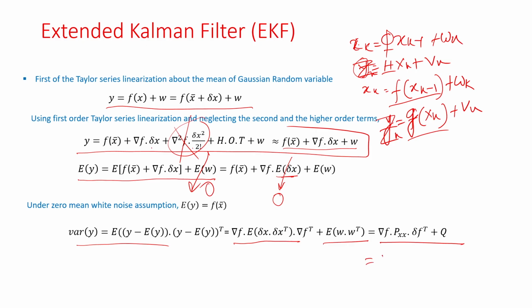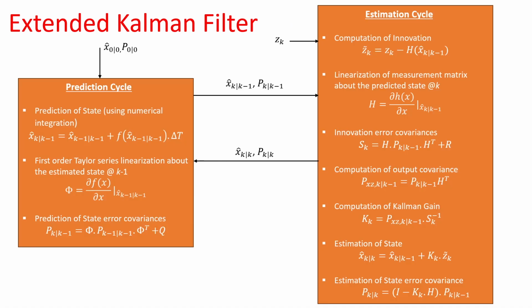So, this is also similar to A P A transpose plus Q, that is what your linear Kalman filter predicted state error covariance equation looks like. So, here it is like this. Okay. So, this is called variance. Now, again the same Kalman filter table, there is no change. The only thing I am doing is some linearization for my state transition matrix and for my measurement matrix, the observation matrix.